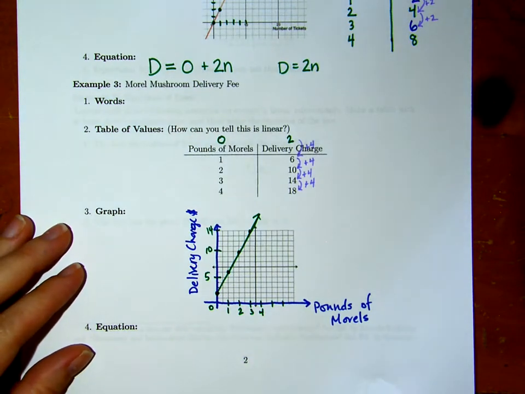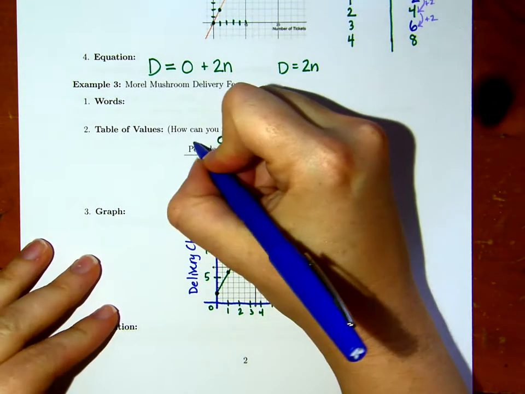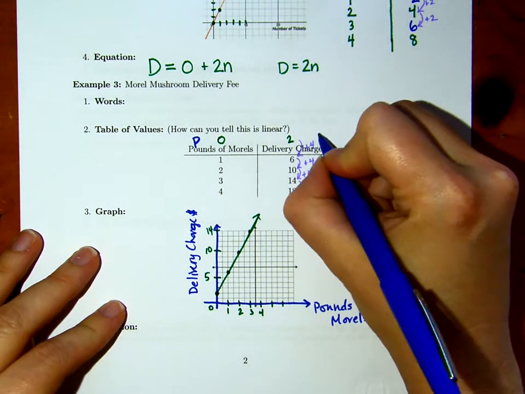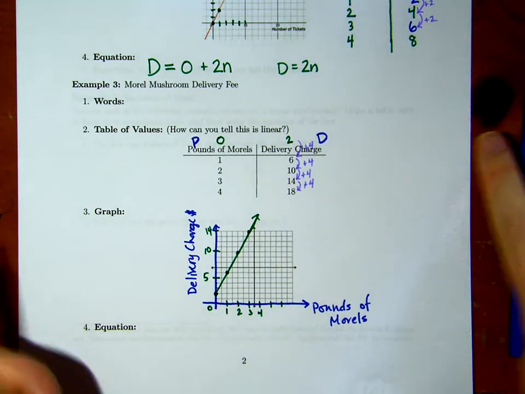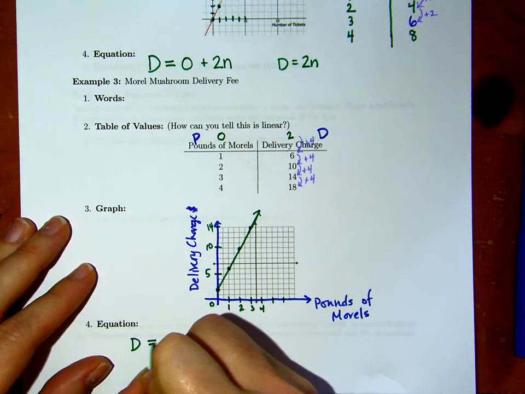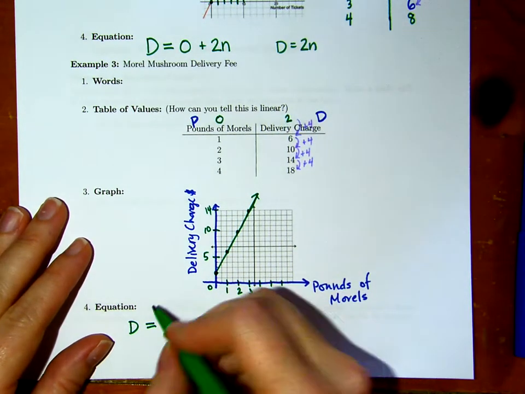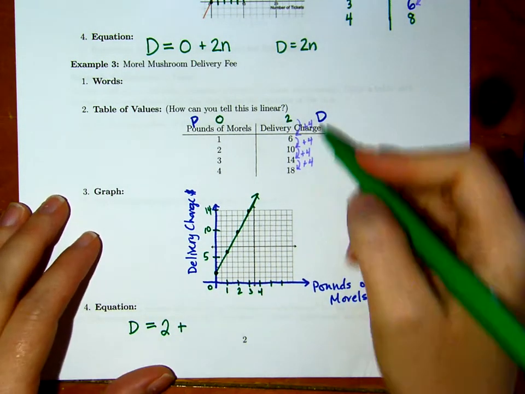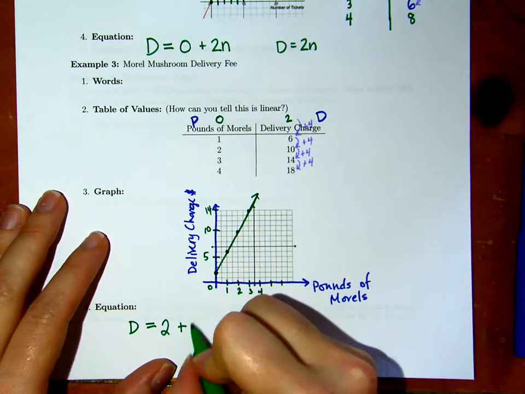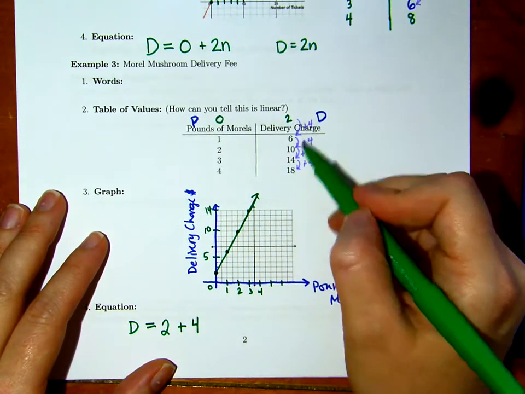Let's see here. We need some variables. I'm going to go with P for pounds of morel mushrooms and D for the delivery charge. So here I'm thinking the delivery charge, which is the responding variable, is equal to the initial $2 plus the constant rate of change, $4, but that's added P times for every pound.